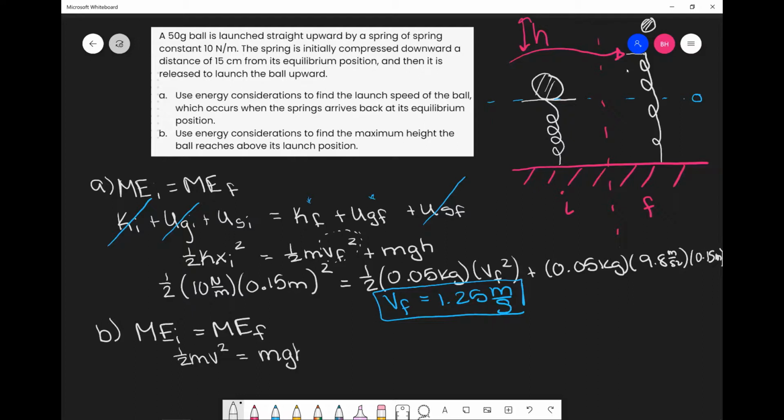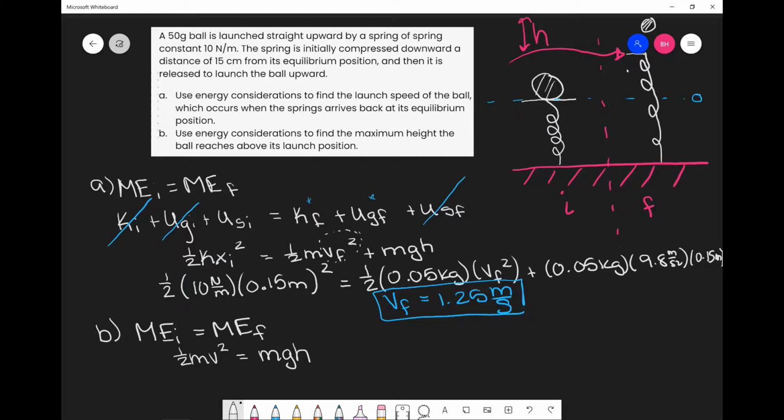So we're saying that this is now our initial, and that's all converted into potential energy. And we're talking about the highest point. And remember, at the highest point, our velocity is 0. So we have no kinetic energy. So what we're talking about is how much of this kinetic energy transforms into potential energy, and how much of that energy is going to go to the height. So this is going to be our equation.